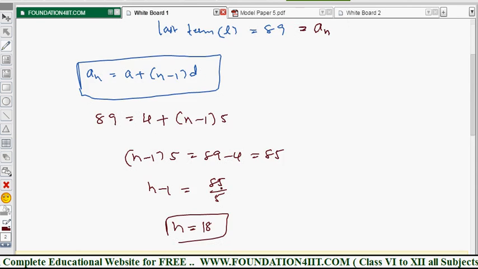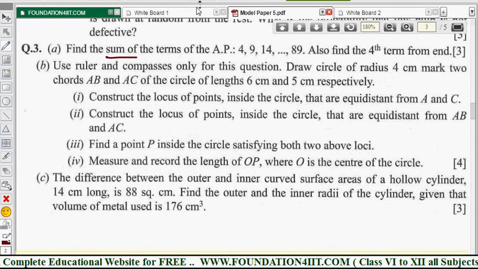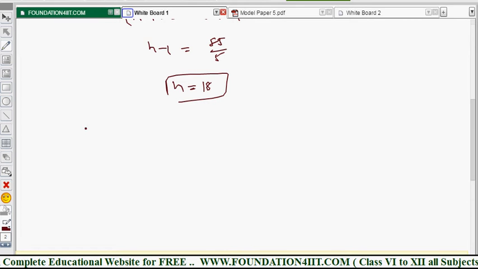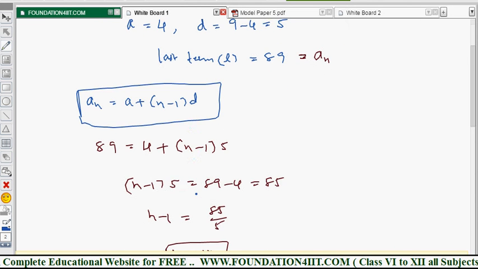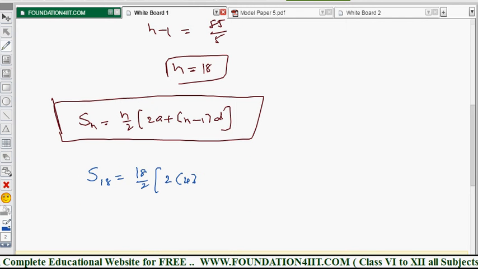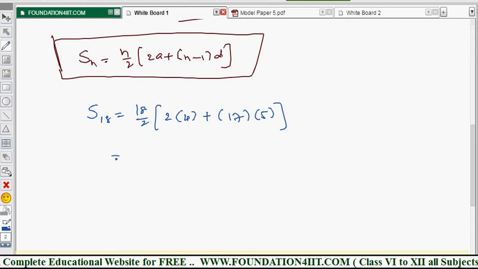We need to find the sum of the terms. So the first question is the sum. If you use the SN formula, SN is equal to N by 2 into 2A plus N minus 1 into D. Let us use this sum of N terms formula in AP. That is the sum of 18 terms, so 18 by 2 into 2A. The first term A is 4. Then 2A plus N minus 1, that is 17, into the common difference 5. We will simplify this. 18 by 2 is 9. 2 into 4 is 8, and 17 into 5 is 85. The total is 93. So 9 into 93 is 837. That is the sum of 18 terms.